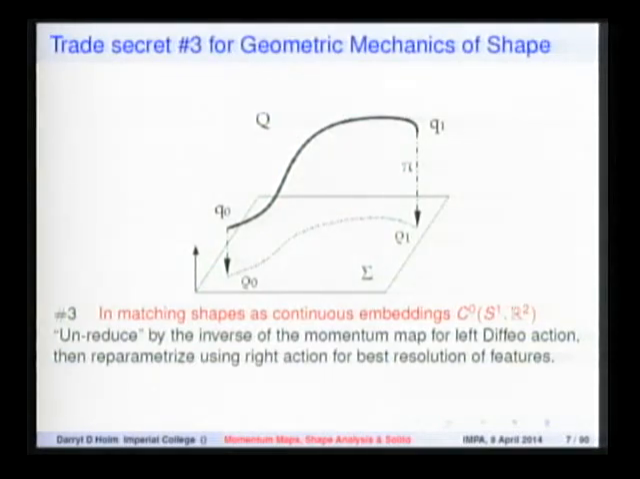Okay, so linked with that is trade secret number 3. So it's when you're matching shapes, and we'll talk about this example as a shape regarded as a continuous embedding in an ambient space, like an S1 embedded in an R2, just closed curves in a plane. So if you unreduce by the inverse of the momentum map for left diffeos, you go back from the Eulerian to the Lagrangian picture, and that can be very helpful because the boundaries are moving like Lagrangian variables. Okay, so you can analyze now how the boundaries move instead of how the entire domain moves, and then come back down. I'll show you how this works.